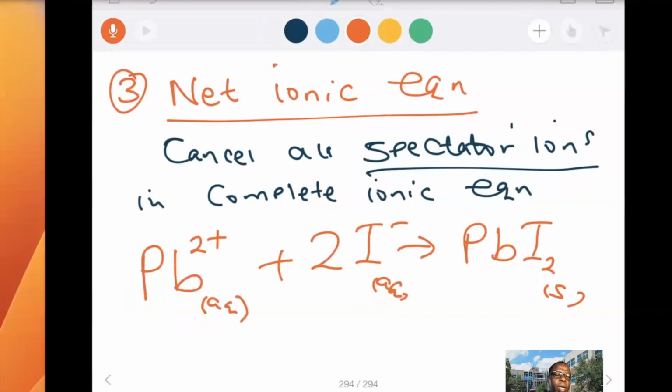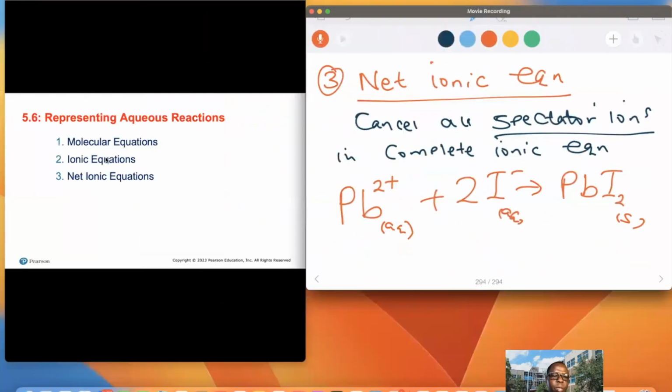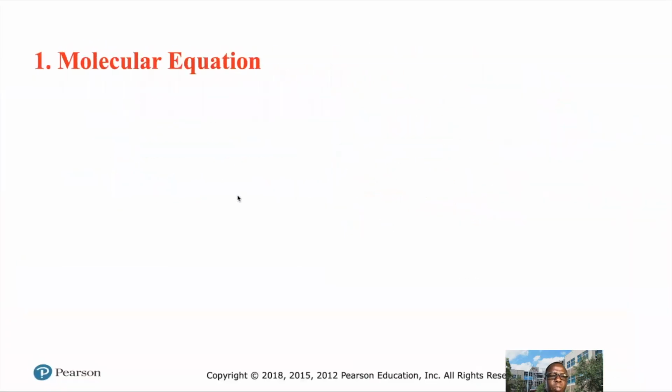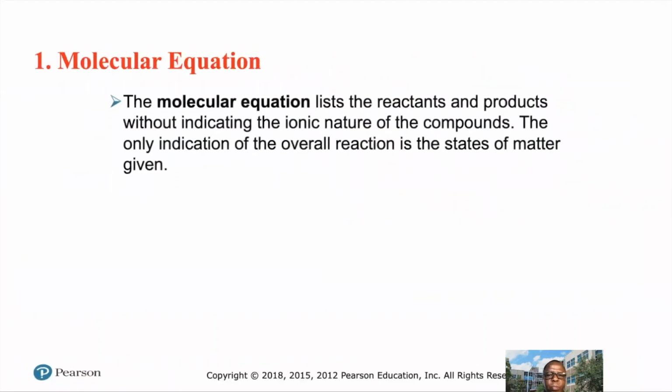All right, you need to learn those 3 equations: the molecular equation, the ionic equation, and the net ionic equation, which I've just used an example to illustrate all of them. Here I'm just walking you through examples. On the molecular equation, list the reactants and the products without indicating the nature of the compounds. Please remember to indicate the physical state. Remember to balance the equation.